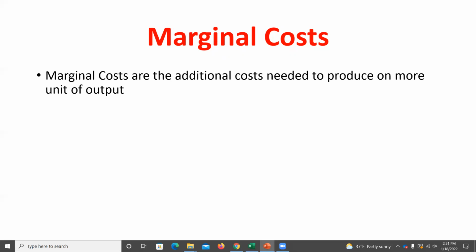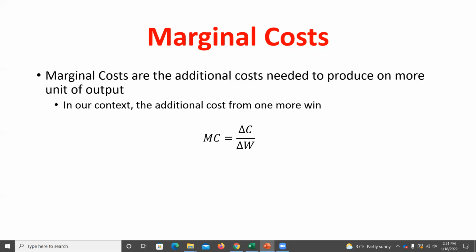Well, if our output is wins, right? To get an additional win, we're going to have to increase the amount of money we spend on talent, right? So we're thinking about this as the additional cost that comes from an additional win. Or if I want to get one more win, what's that going to cost me? What's the change in my cost to get an additional win?